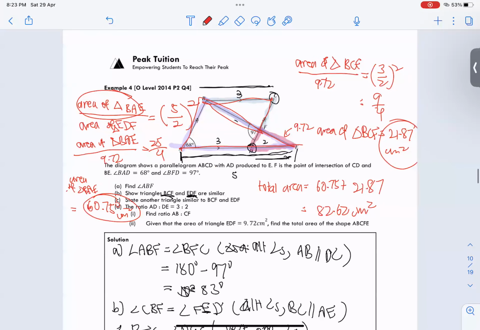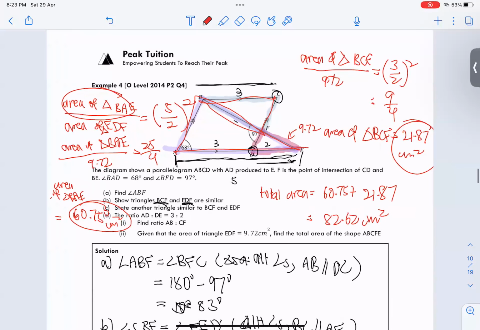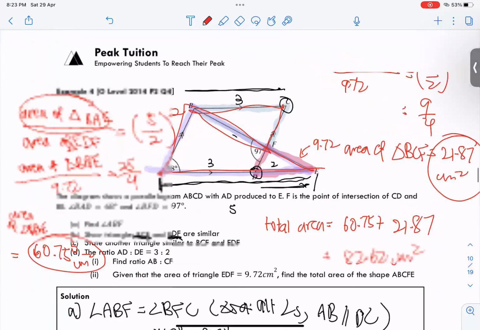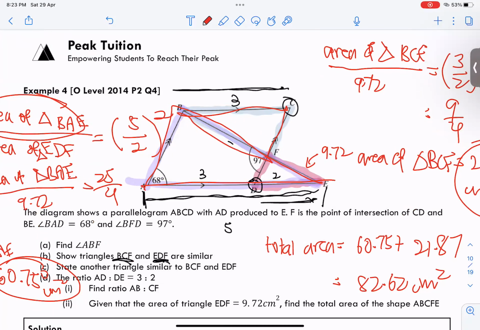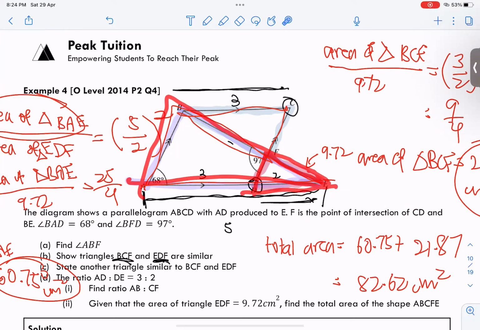AB to CF, is it? How do you get that 5? Oh, okay. So you see over here, I labelled here. They tell you the ratio AD to DE. This is 3 to 2. So you have this one big triangle and this one small triangle. These two are similar triangles. They share this one side. So you know this is 3 to 2.